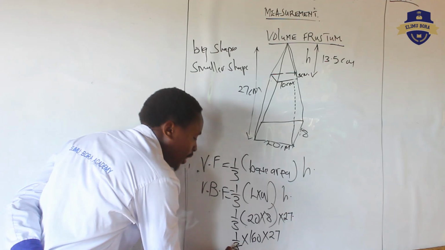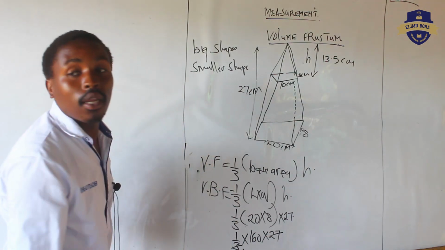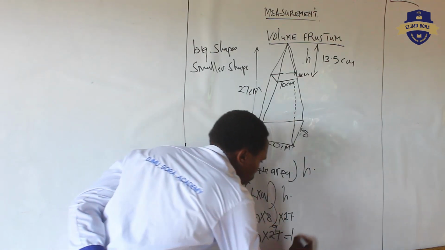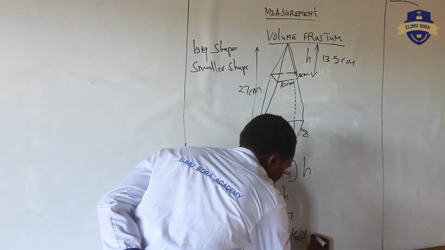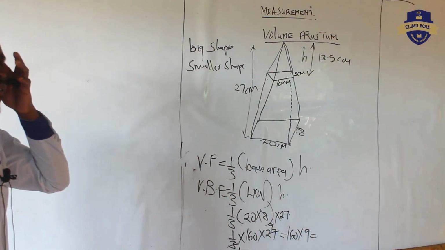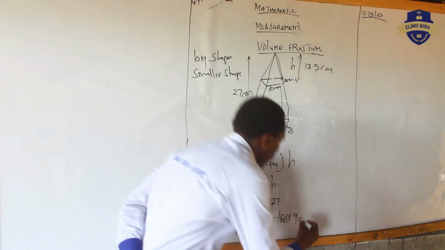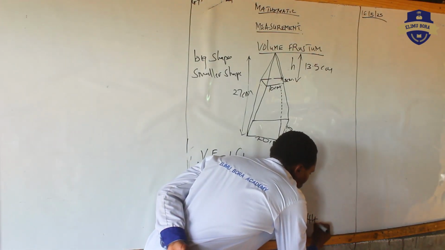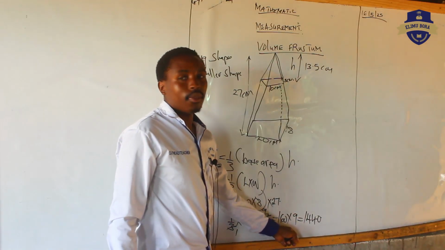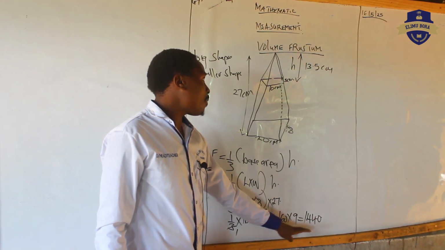So let's start. 3 by 3, 1. 3 into 27, 9. Now we multiply the what? 160 times 9. What are you going to get, class? 160 times 9, very fast. 1,440. So this is the volume of the bigger frustum.